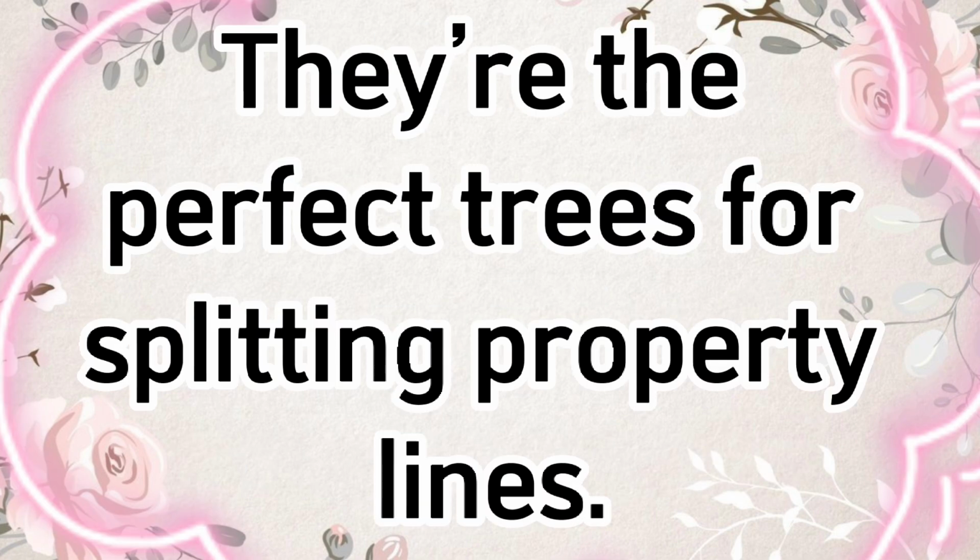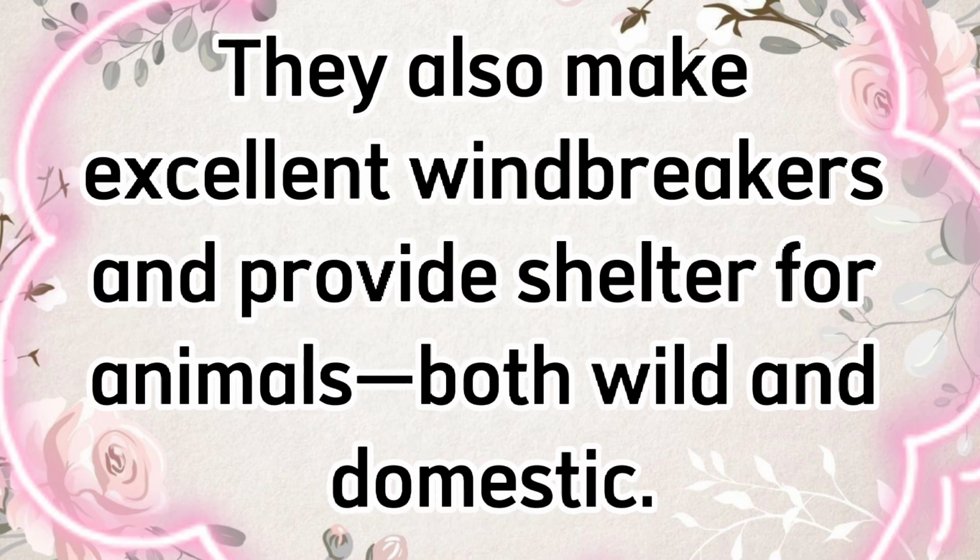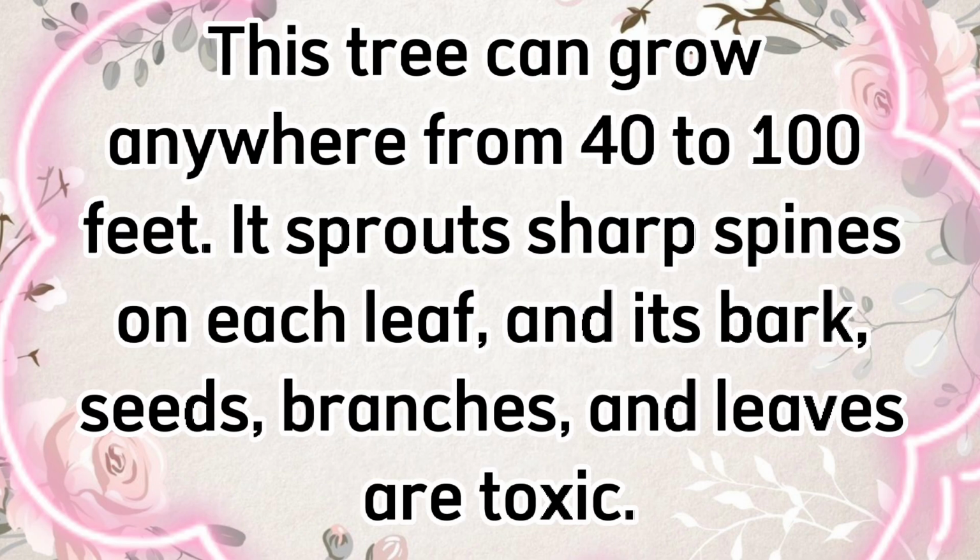But the black locust has a lot of great qualities that are very useful. They're the perfect trees for splitting property lines. They also make excellent windbreakers and provide shelter for animals both wild and domestic. This tree can grow anywhere from 40 to 100 feet. It sprouts sharp spines on each leaf, and its bark, seeds, branches, and leaves are toxic.